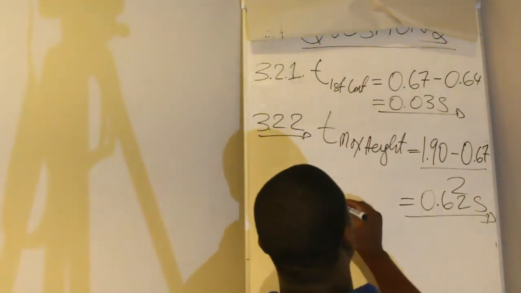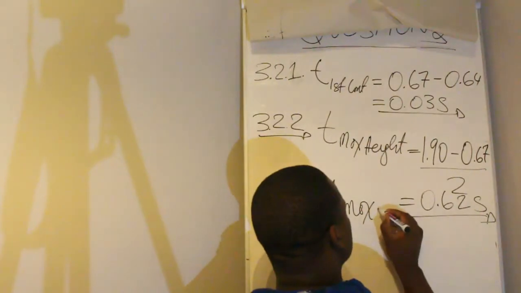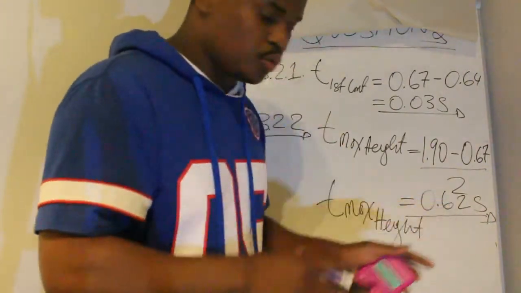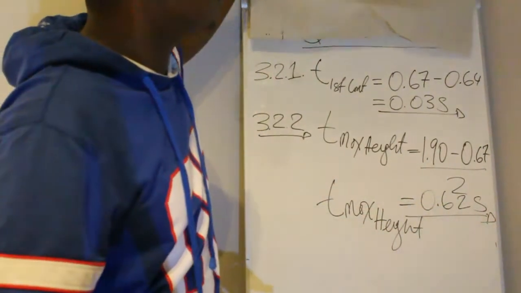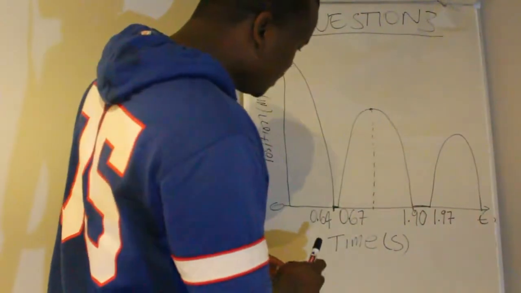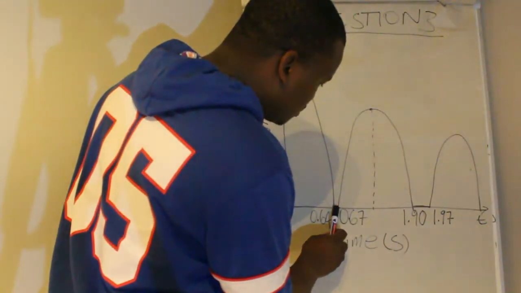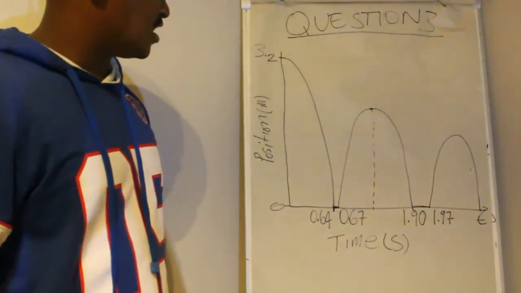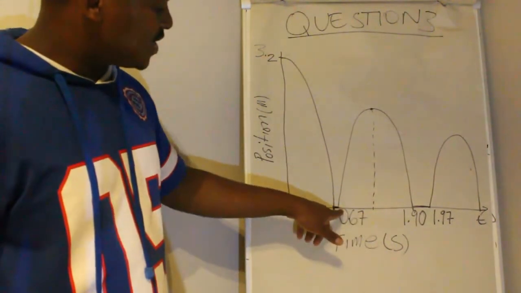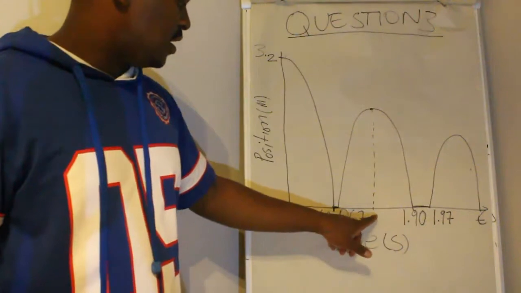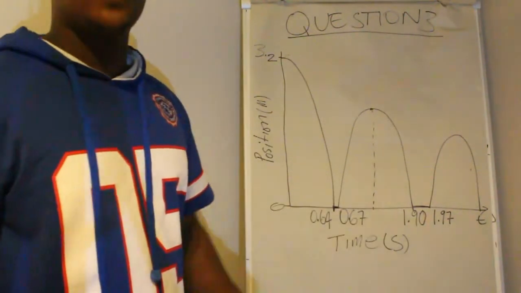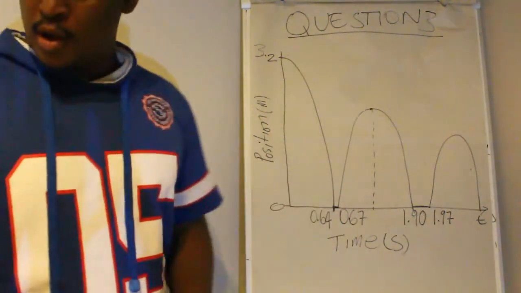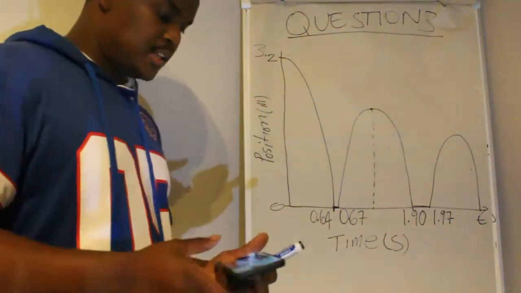So this is the time to reach the maximum height. The ball took 0.62 seconds to rise to reach the maximum height. So we can say that it took 0.62 seconds to go up and another 0.62 seconds to go down. So if you want the time here, you just add 0.62 to 0.67, which gives you about 1.29. So this is how you answer this second question. Let's go to another question.